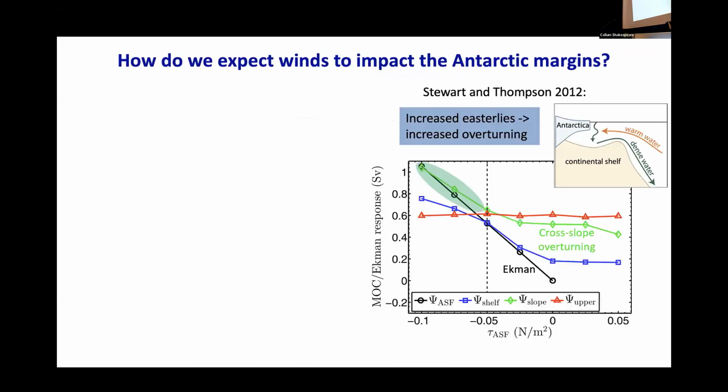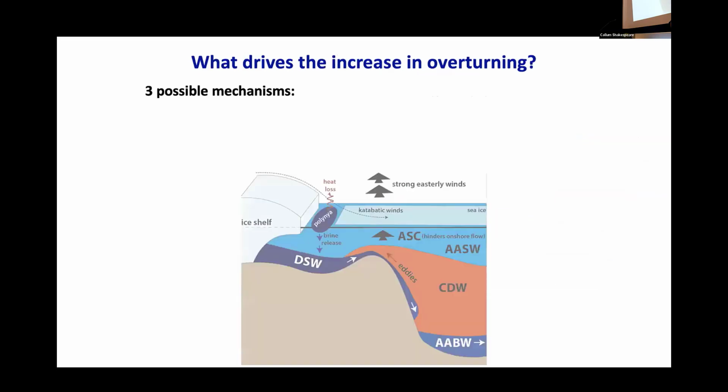Okay, so if we go back to what I said before about what we were expecting as we change the winds. The Stewart and Thompson study, we were expecting an increase in the overturning as we increased the easterlies. And they said that was due to this change in the Ekman transport. So more southward Ekman transport, therefore you bring more upwelling up and increase the overturning. So we wanted to investigate this a bit further to check if this is actually why the overturning is increasing.